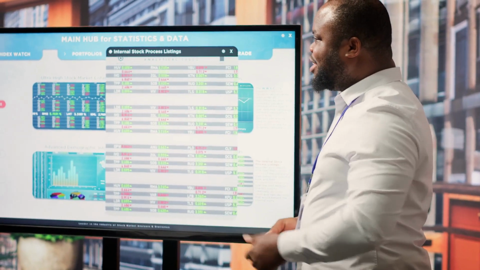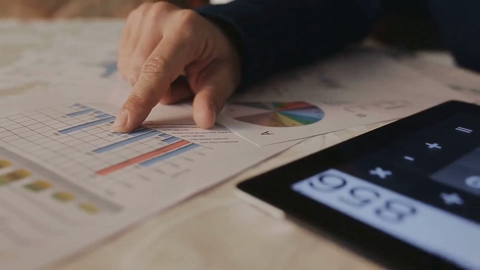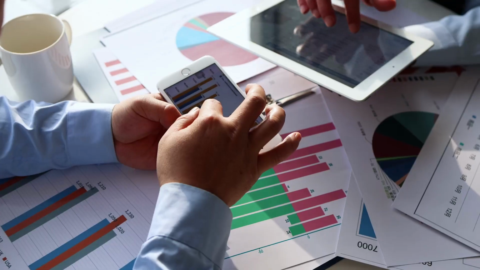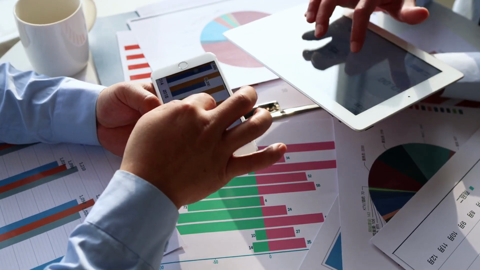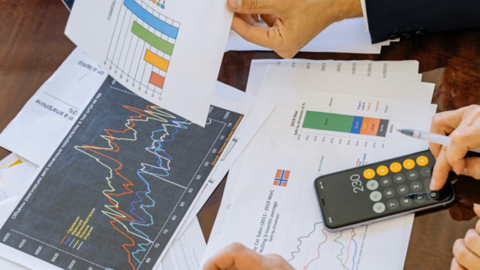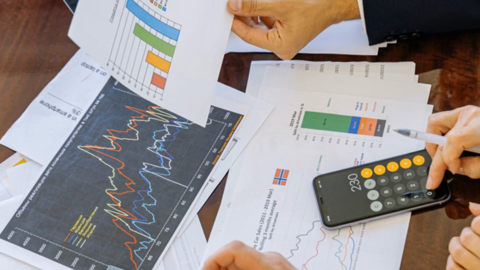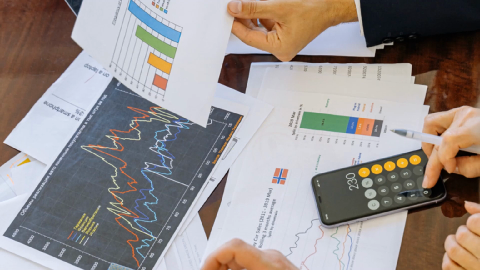Section 4. Hedge accounting. Hedging is a way to manage risk. Companies use financial instruments to protect themselves from potential losses. Hedge accounting allows companies to align the accounting treatment of their hedging instruments with their risk management activities.